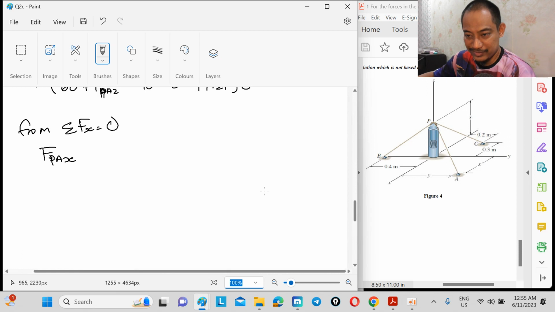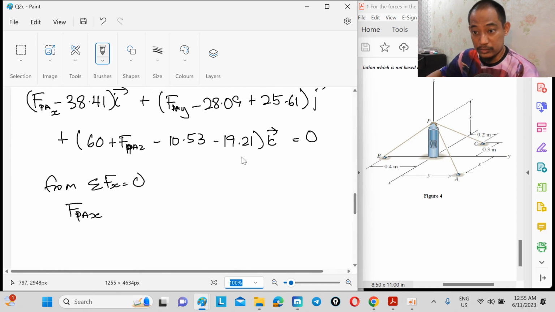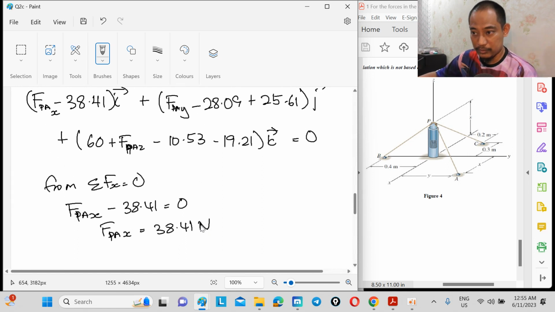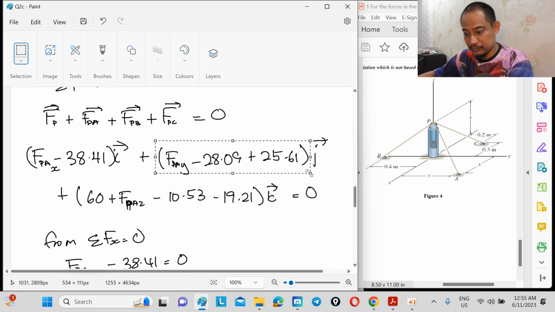Okay, so FPAx minus 38.41 equal to 0, hence FPAx is 38.41 Newton. Now, from this one, I'll just copy all of this.